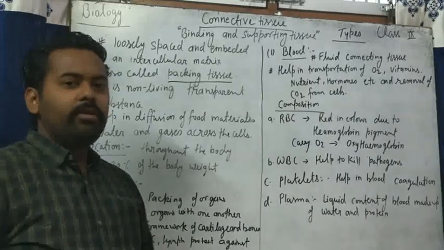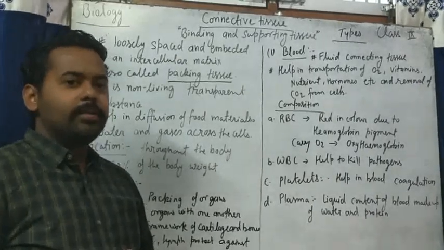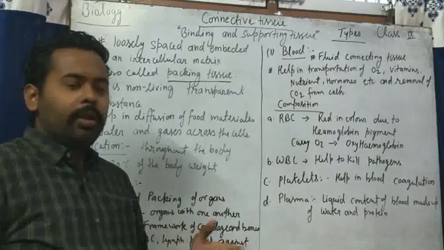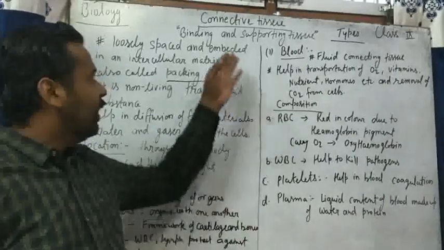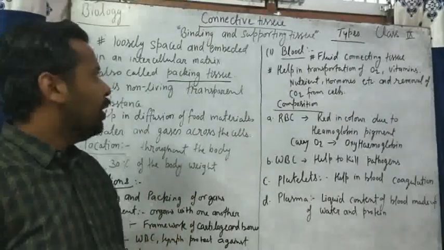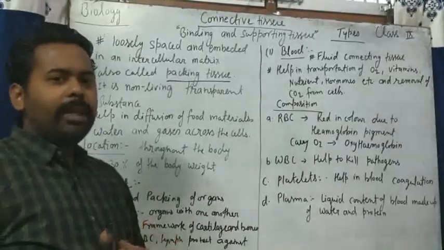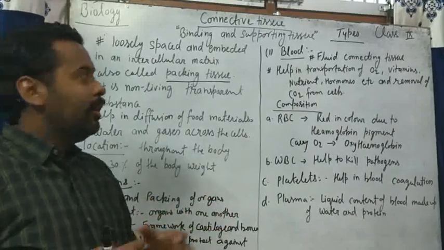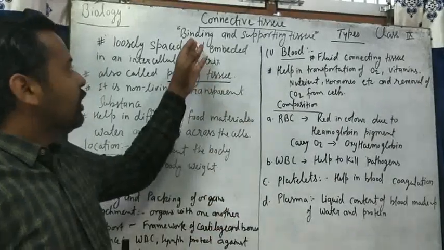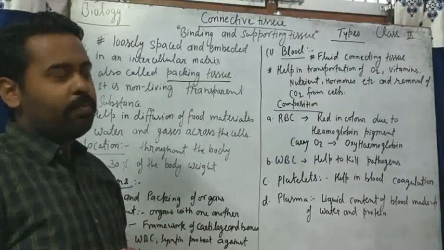Hello everyone. In the last class, you learned about epithelium tissue, which is part of animal tissue. Today, you will learn about connective tissue. Connective, from the name, as you know, means it connects something. They are also known as binding and supporting tissue.